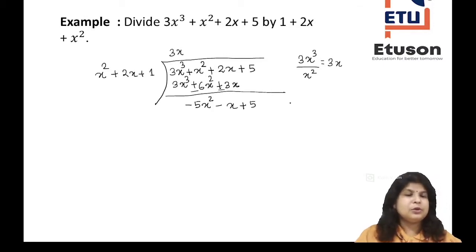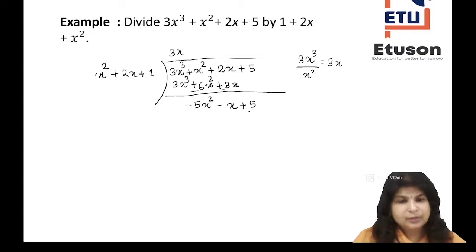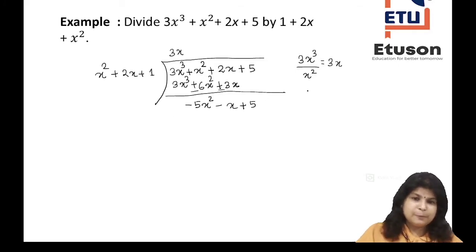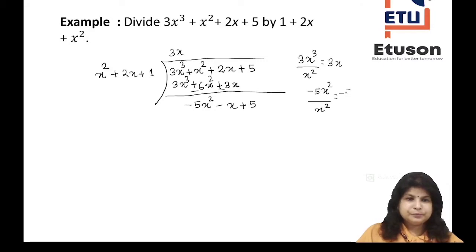So this is your new dividend. Just check the degree of the new dividend and the divisor. As it is the same, you have to go further. So this is your new dividend. Again, just divide minus 5x square divided by x square. So how much are you getting? That is minus 5. So you write here minus 5 and multiply this minus 5 with all the terms over here.